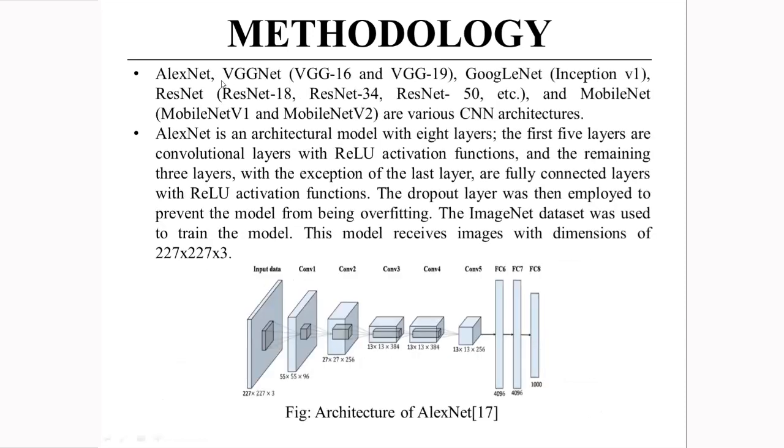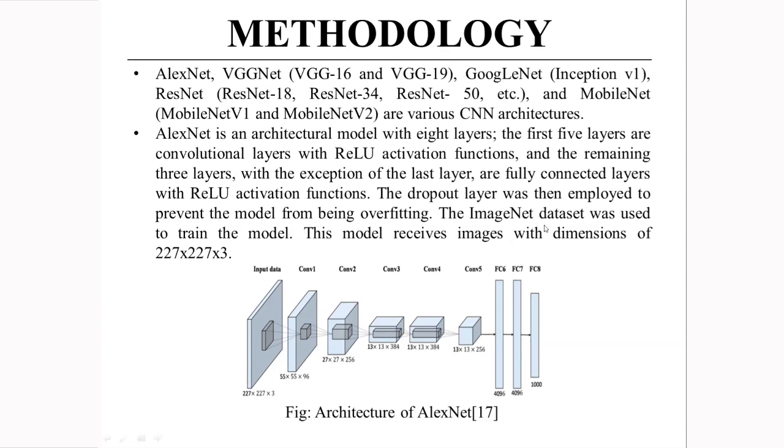And next come the transfer learning models of CNN architectures. Those are AlexNet, VGGNet, GoogleNet, ResNet, MobileNet. AlexNet is an architectural model with 8 layers. The first 5 layers are convolutional layers with ReLU activation function, and the remaining 3 layers, with the exception of the last layer, are fully connected layers with ReLU activation function. Dropout layer was then employed to prevent the model from overfitting.